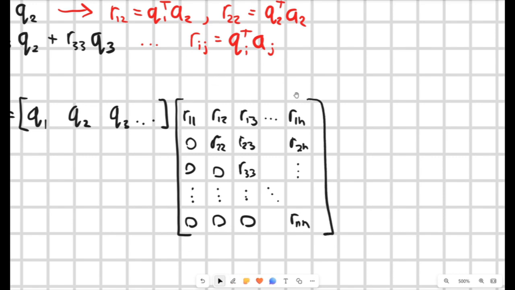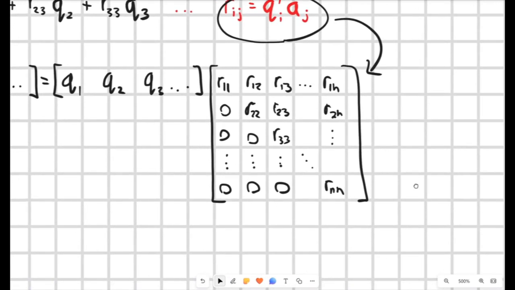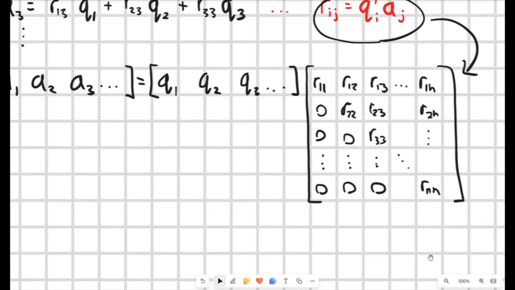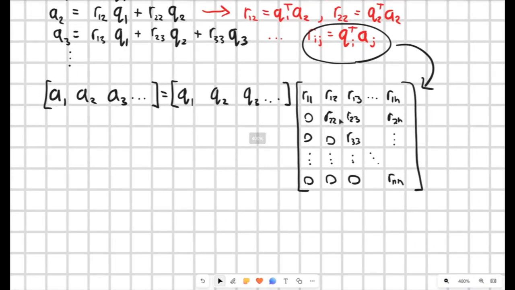where, as we know from up here, each of these elements of R is given by Rij equal to Qi transposed Aj. So now we have this matrix here, which we say is upper triangular. It's upper triangular because it has this diagonal. Everything above the diagonal has values and everything below it is equal to 0. So that's called an upper triangular matrix.